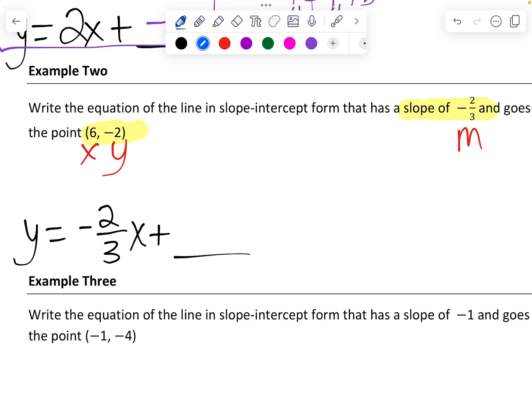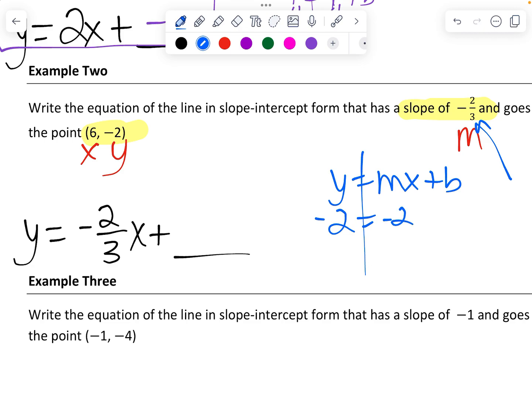So to find this b value, I'm going to take my equation, y equals mx plus b, and I'm going to replace all of the pieces I know. Y, negative 2. M, negative 2/3. And don't panic with the fraction. It's going to work out nicely. In parentheses, we're going to put 6 because that's our x, and then plus b.